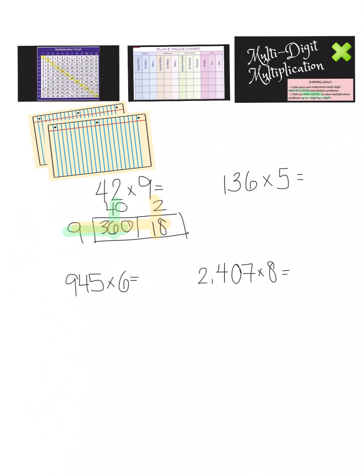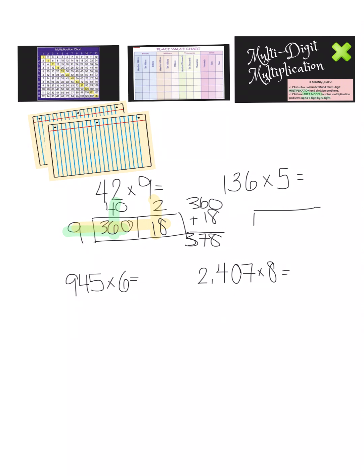We've now discovered the area within each of these boxes, and the total area, or the entire space of the array, in a 42 by 9 grid, will give us 42 times 9. For that, we'll just need to add up the different parts. 360 plus 18 is 378.